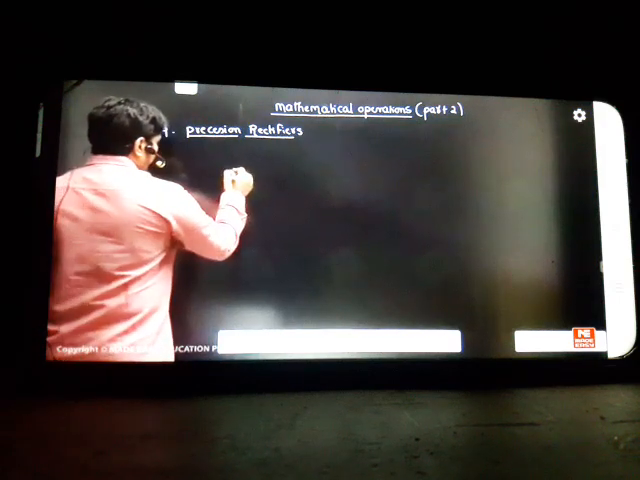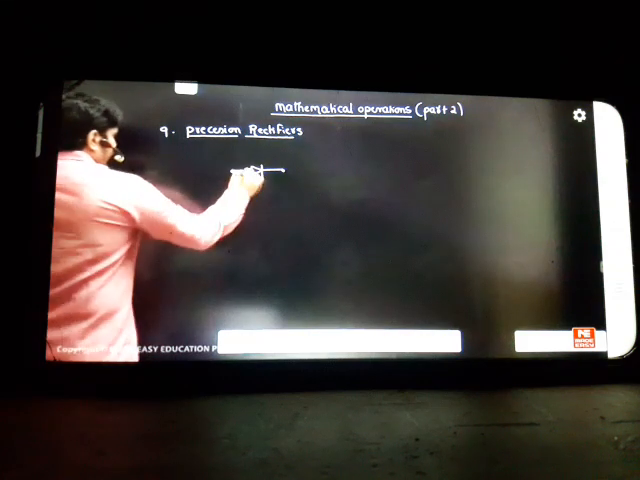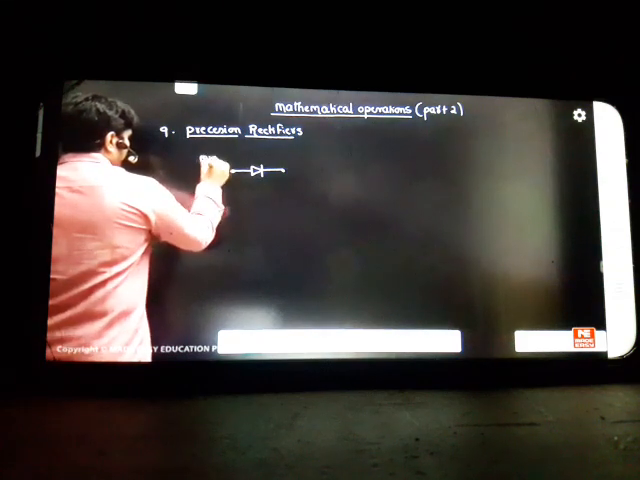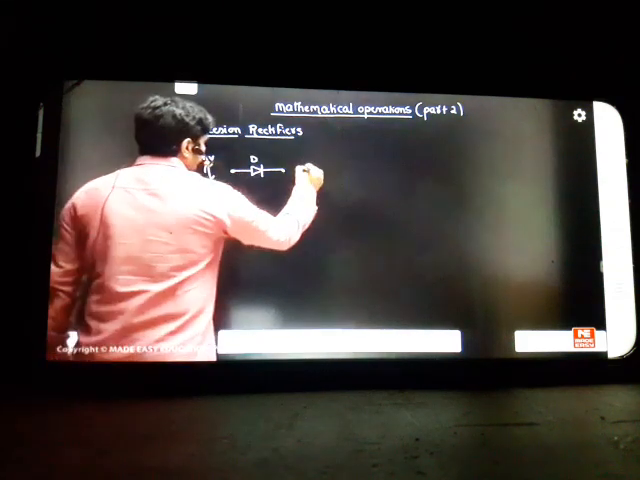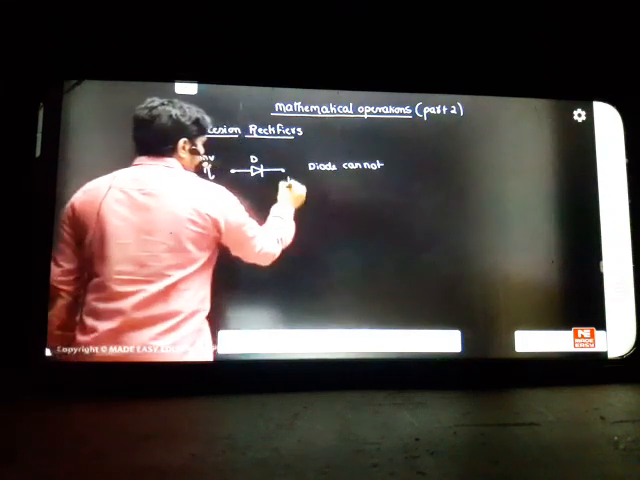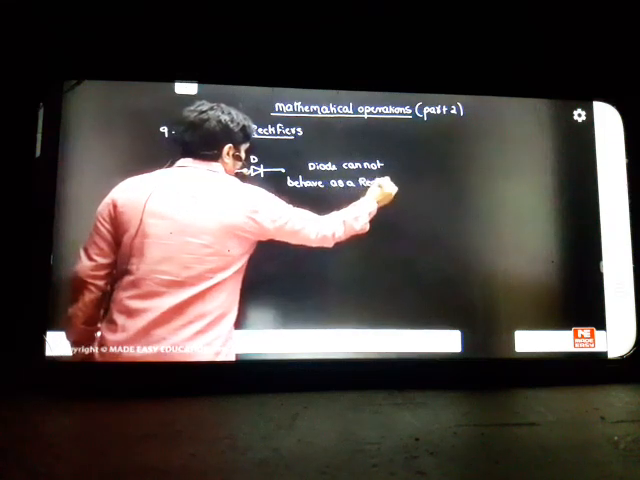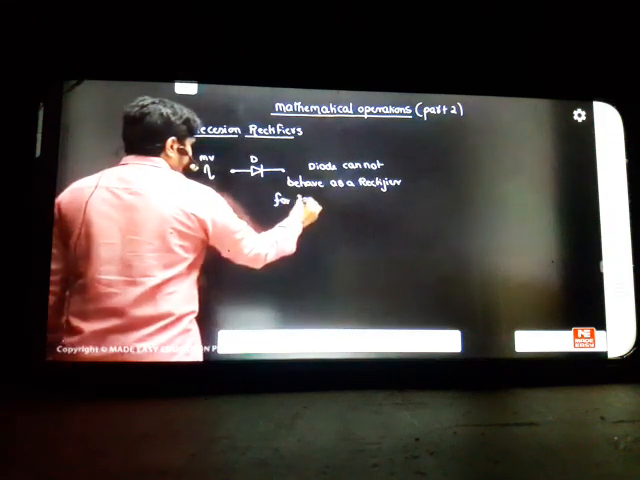You can see that if I take a normal diode, a basic diode like this, and use only diode analysis for small signals like millivolt signals, I understood that a diode cannot behave as a rectifier for small signals.